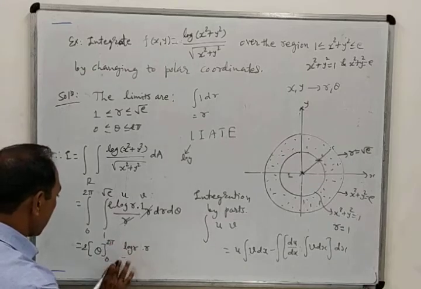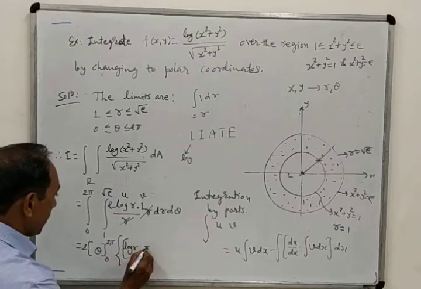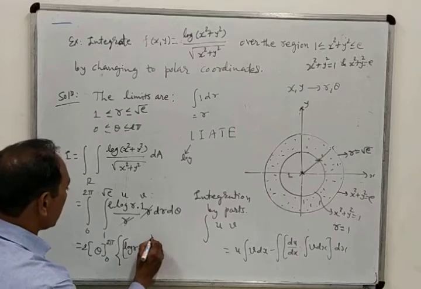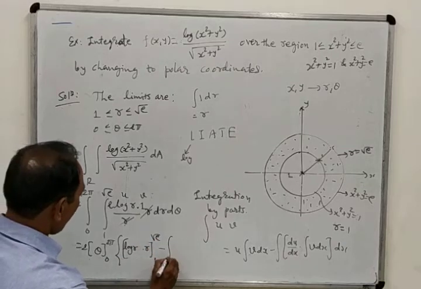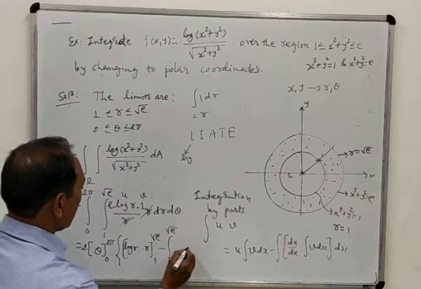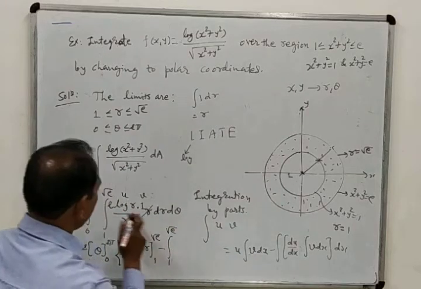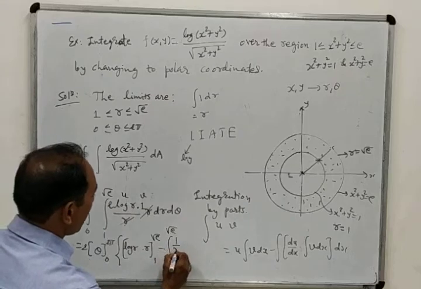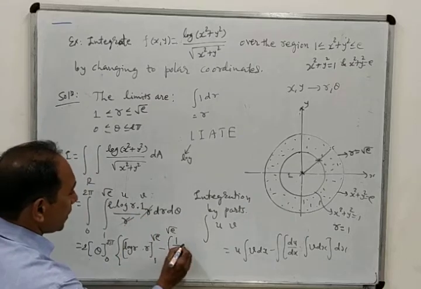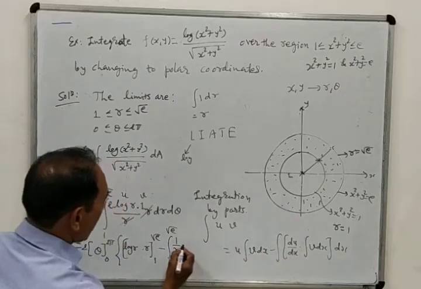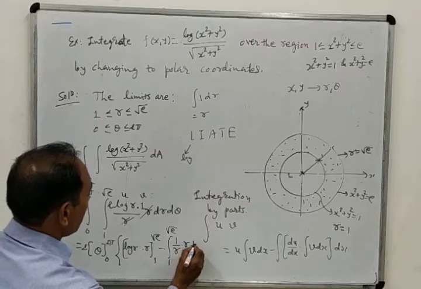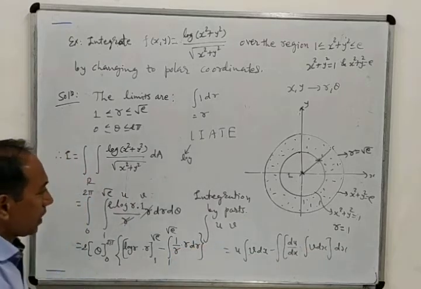Just I will put this bracket, from 1 to root e, minus the integration from 1 to root e. Here the derivative of u, du by dx, that means log of r has the derivative 1 upon r, and this one has the integration r, dr.